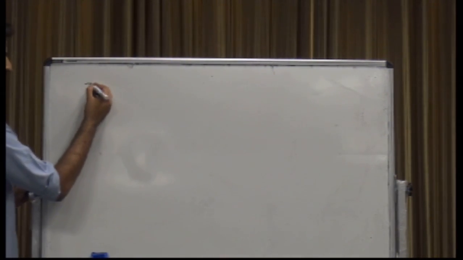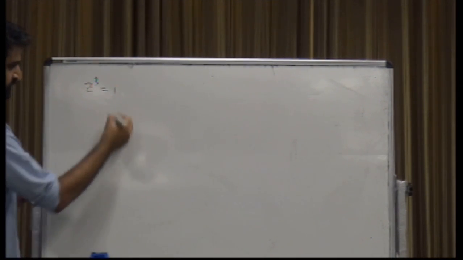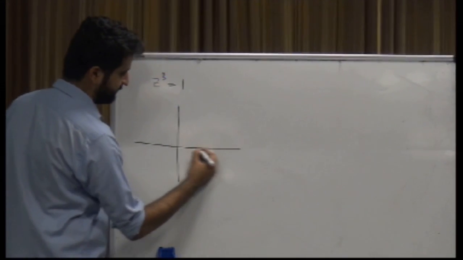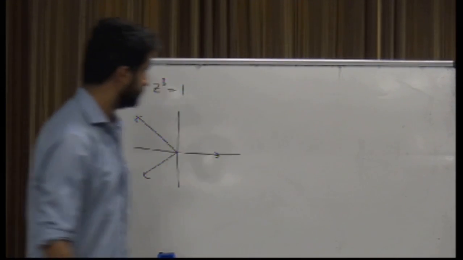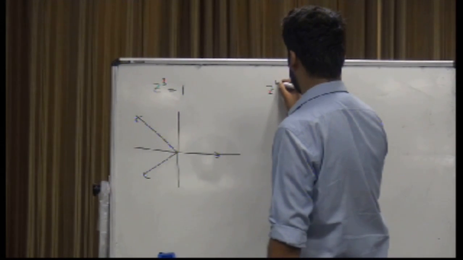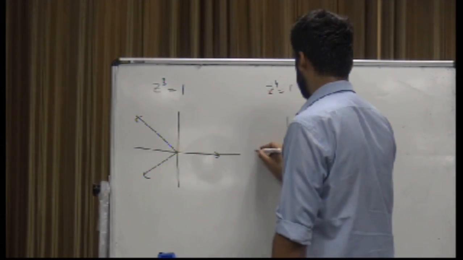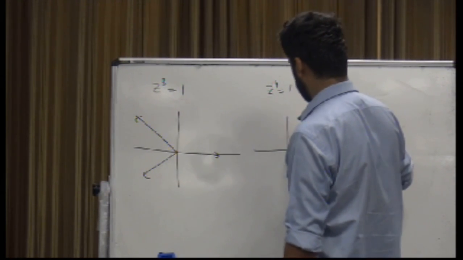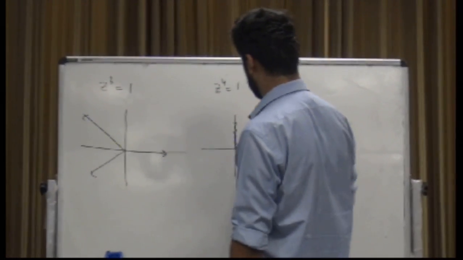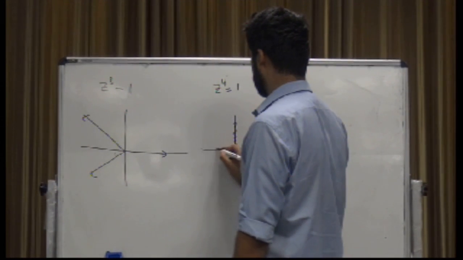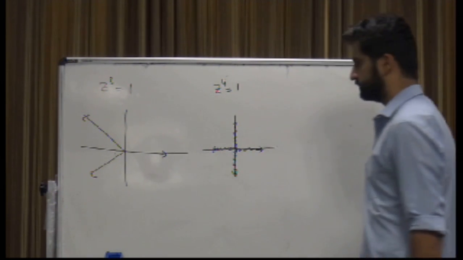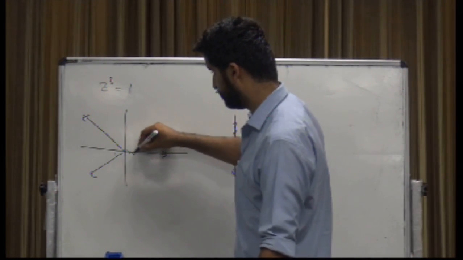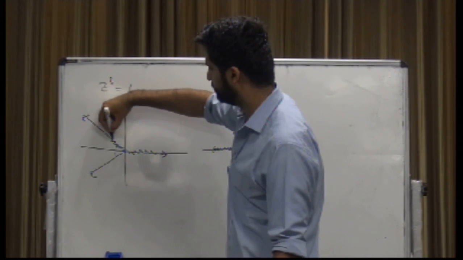So, in case of cube roots of unity, like z cube is equal to 1, the three roots will be like this: first one, second one, third one. If I have z to the power 4 is equal to 1, the four roots will be like this: first root, second root, here is the third root, this is the fourth one. The magnitudes are the same. Magnitude is always equal to 1.